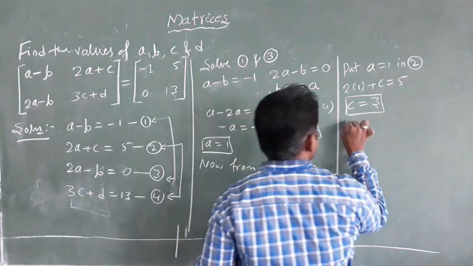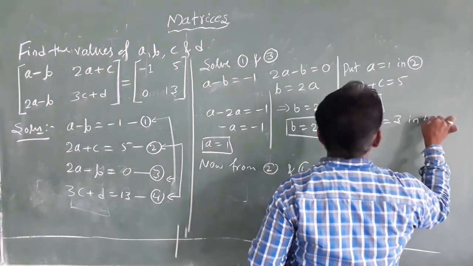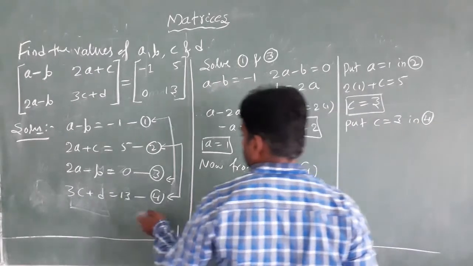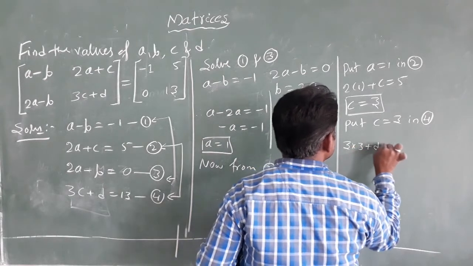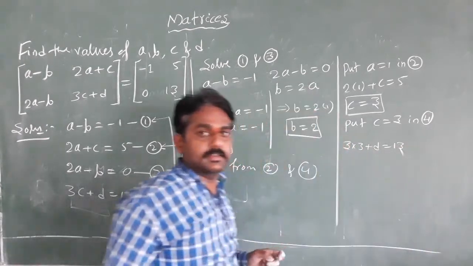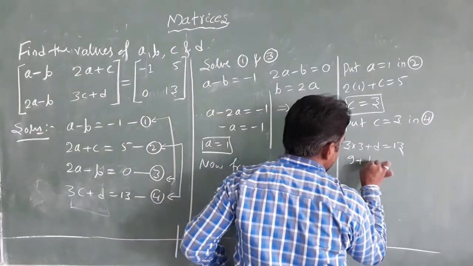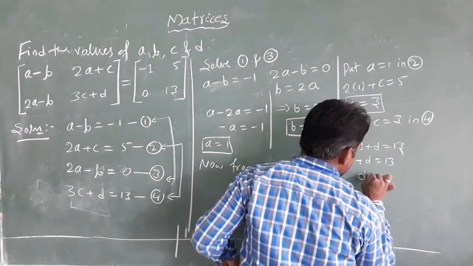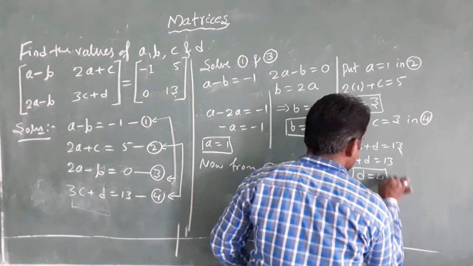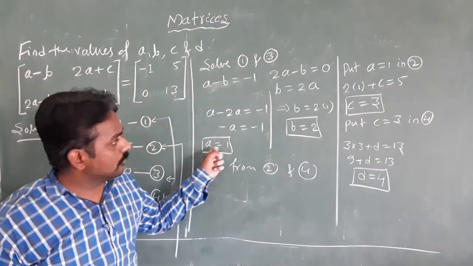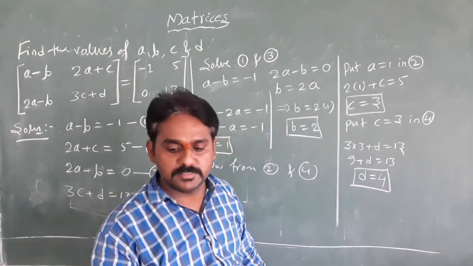Next, put C equal to 3 in equation number 4. What will we get here? 3 into 3 plus D equal to 13. So 9 plus D equal to 13. D equal to 13 minus 9, that is 4. See, A equal to 1, B equal to 2, C equal to 3, D equal to 4. These are the values.